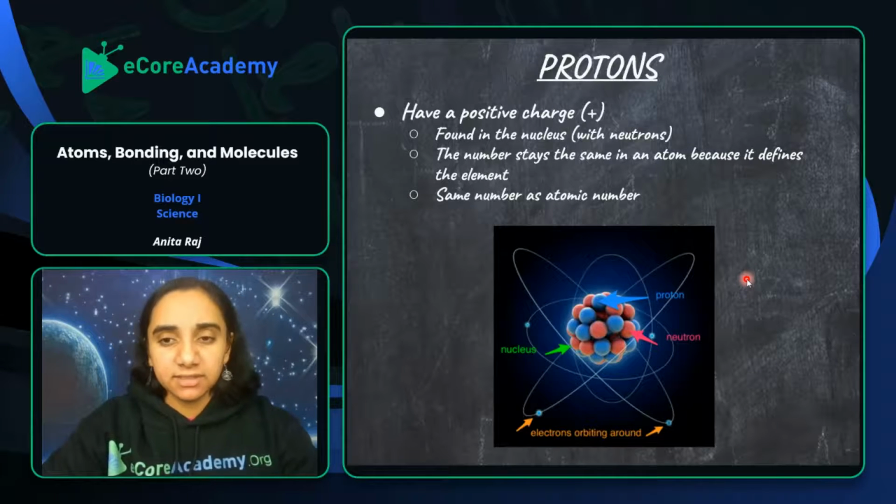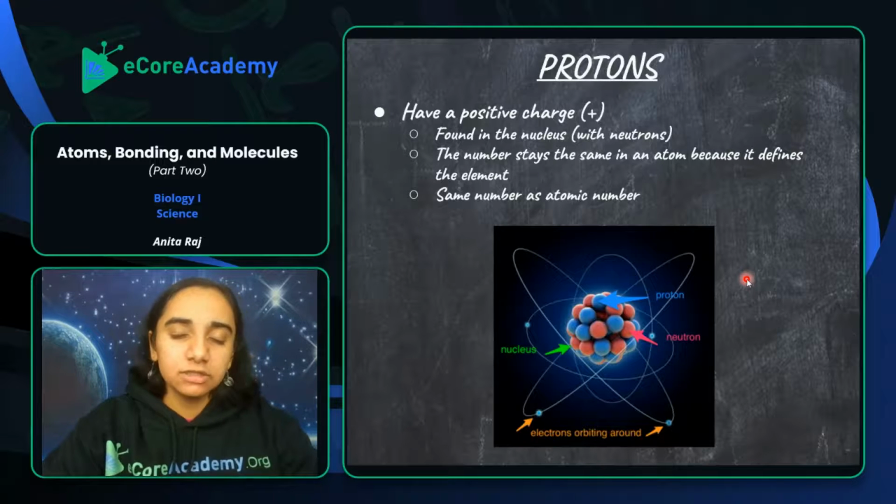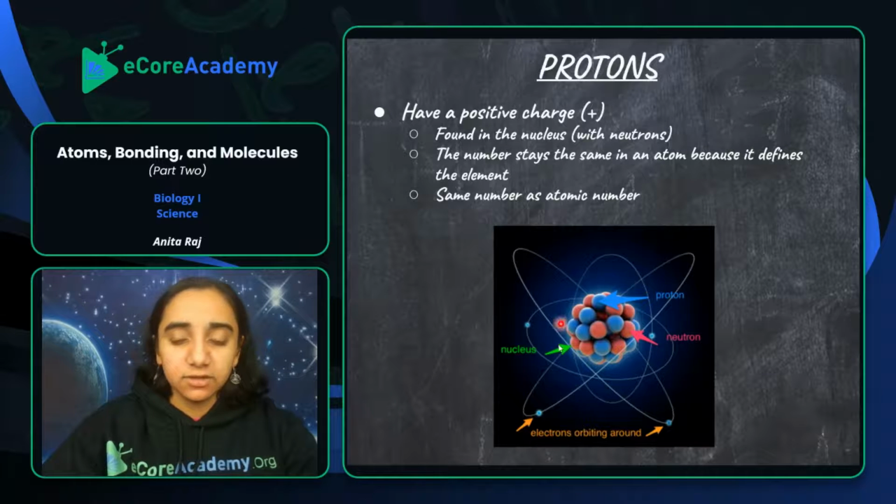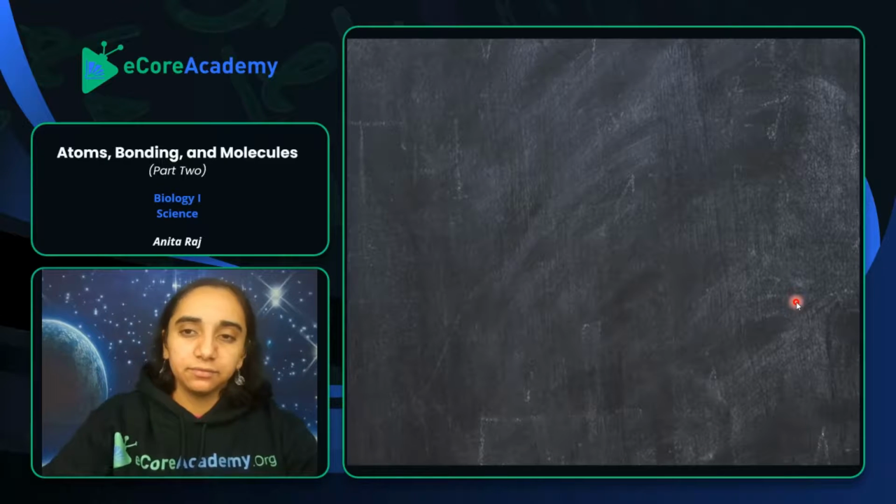So it's the same number as the atomic number I said. So protons, you can always find out the amount of protons in an element by looking at the periodic table and finding that element's atomic number. And here on this diagram, you can see the protons are in blue. So they're in this dense positive center of the atom.